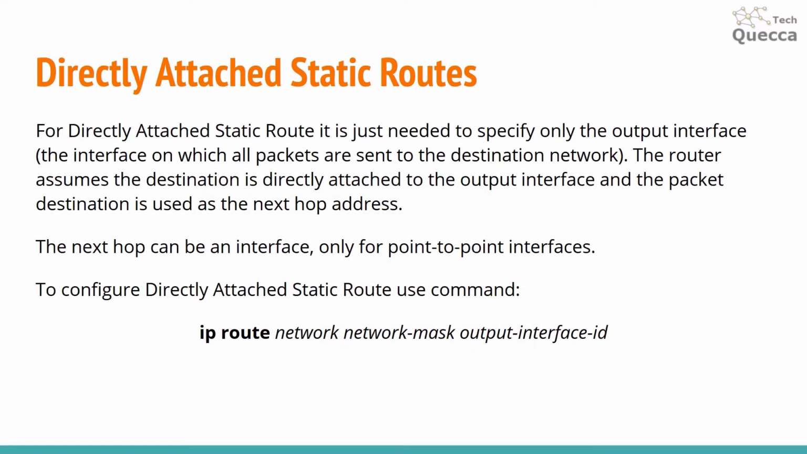For a directly attached static route, it is just needed to specify only the output interface. The router assumes the destination is directly attached to the output interface and the packet destination is used as the next hop address. The next hop can be an interface only for point-to-point interfaces. To configure a directly attached static route, use the command ip route, then network with network mask and output interface ID.